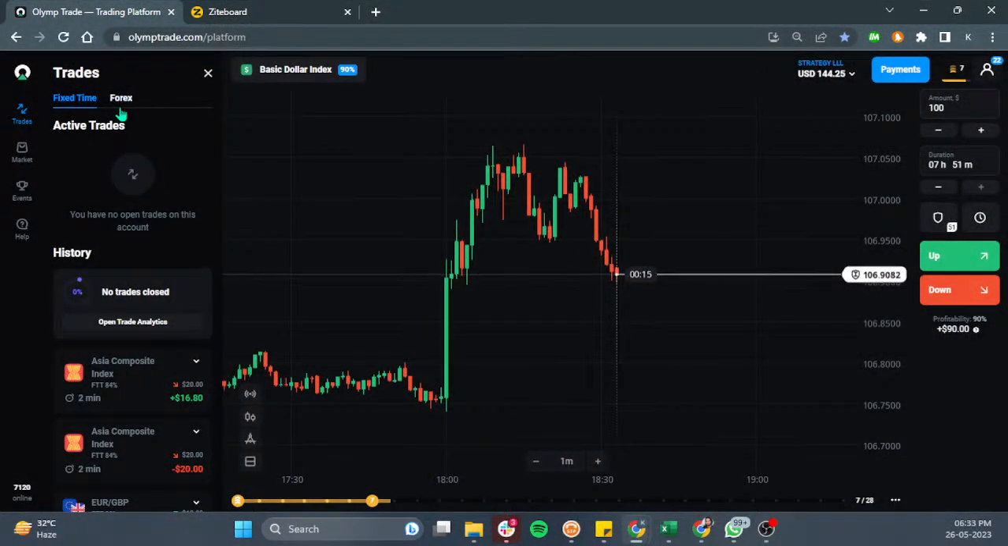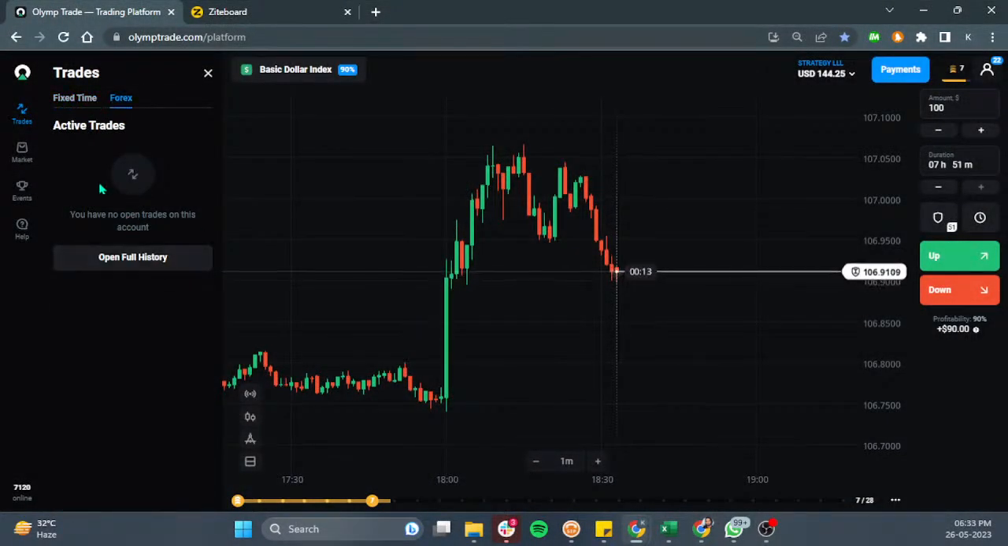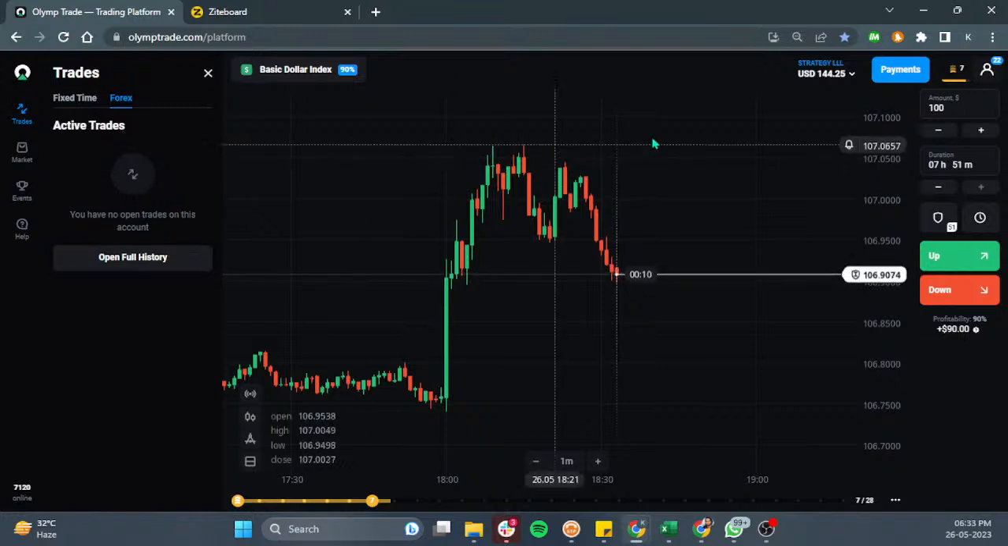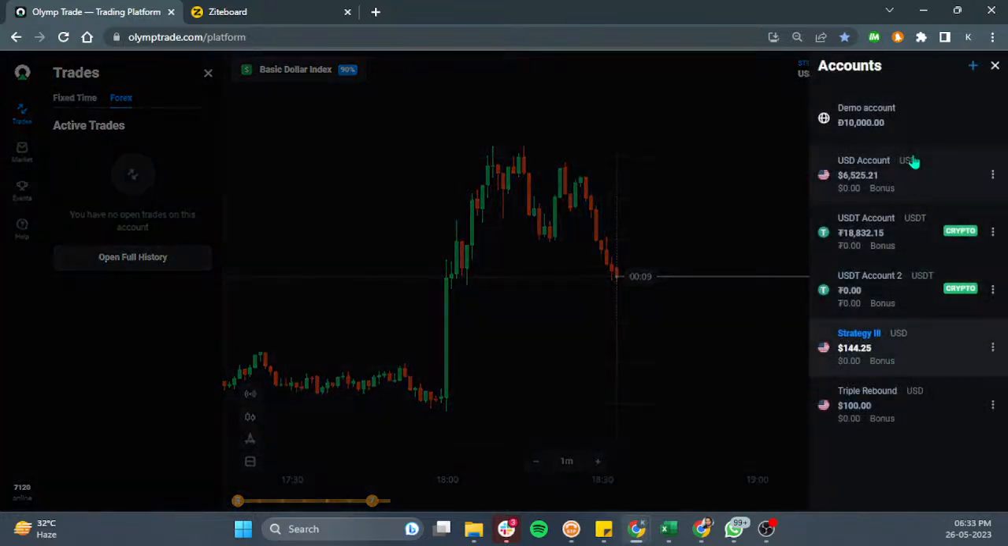This is for fixed time, this is for Forex, and you can do all these things. I have done trading in Forex, guys. It's just that I have not done trading in this account in particular. As you can see, I have multiple accounts.